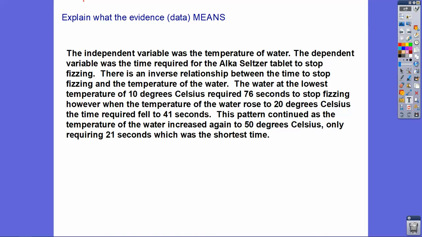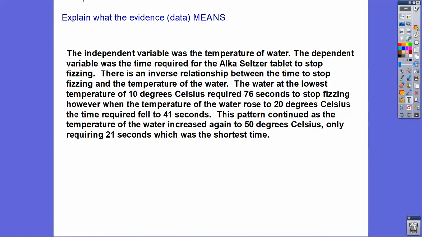First, we say what our independent variable was and what our dependent variable was. In the case of the Plot Plot Phys Phys lab, our independent variable was the temperature of water. That's what we were in control of. The dependent variable was the amount of time it took for the Alka-Seltzer tablet to stop fizzing. That's what we were measuring in the end. Then we're going to state what our relationship was. In this particular experiment, there was an inverse relationship between that IV, the temperature of the water, and the DV, the amount of time it took for the Alka-Seltzer tablet to stop fizzing.